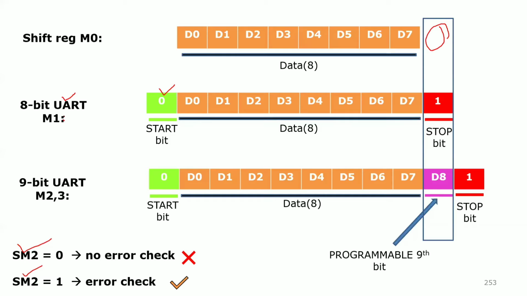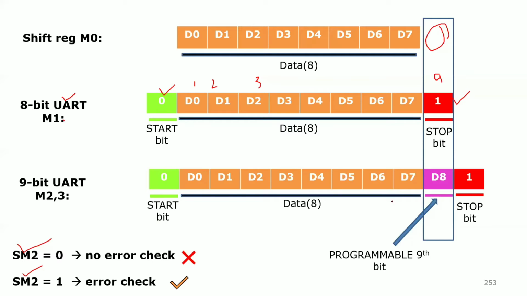Now coming to mode 1. In mode 1, is there any 9th bit? Yes, there is a 9th bit, which is the stop bit. So this is the first bit, this is the second bit, this is the third bit, 4, 5, up to this, which is your 9th bit. So forget about the start bit; I am talking about this one. Now in the 9th bit, I am having the stop bit. So depending upon the stop bit, I can check the errors.